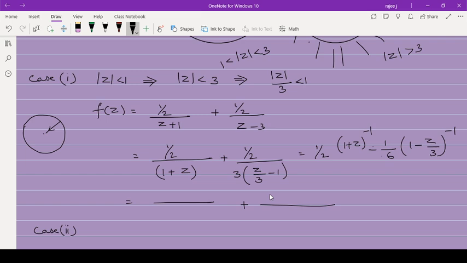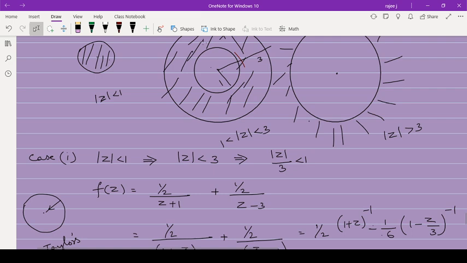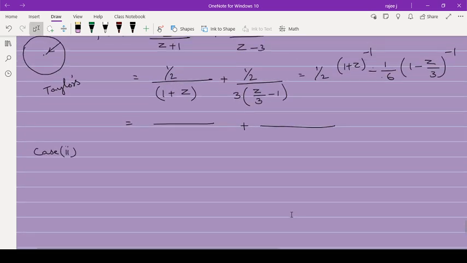So what you got is a Taylor's series. And Laurent series you will most of the time find in the annular region. So Taylor's series is always inside the circle, while Laurent is outside the circle and in the annular region. So the first case, what you got now, is the required Taylor's series.